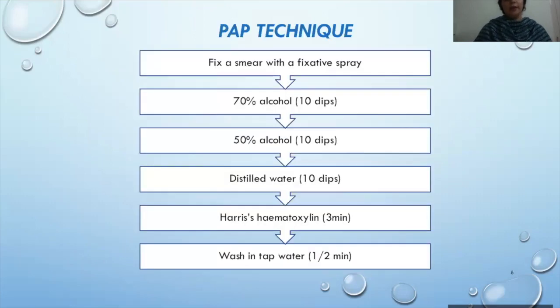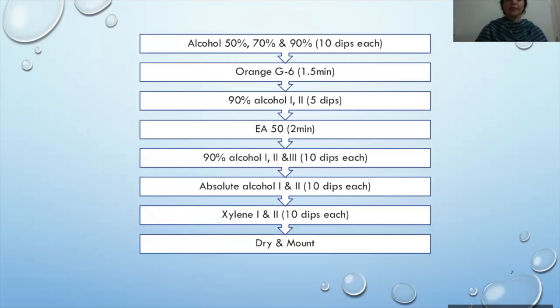Now, I've made a flowchart to just quickly go through the technique of the pap stain. After fixing the slide, we circulate it in alcohol 70% and 50%, and then it is washed in distilled water. And then it is dipped in Harris hematoxylin so that the nucleus takes the blue stain. Then it is washed in tap water. Then it is again dehydrated from alcohol 50 to 70 to 90%, 10 dips each. Then it is dipped in orange G6 for 1.5 minutes.